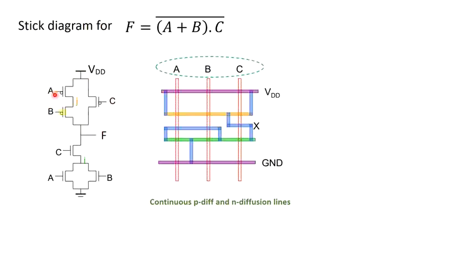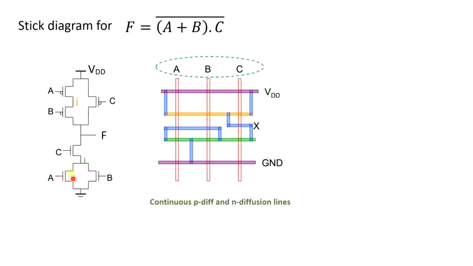Okay, what about this pull-down network? For the pull-down network, this output is now connected with the drain terminal of C. The other terminal of C is now connected with the drain terminal of both A and B. The other terminal of C, that is here, is connected with the drain terminal of B, that is fine, and the other drain terminal of transistor A.